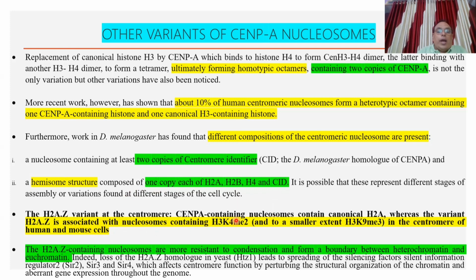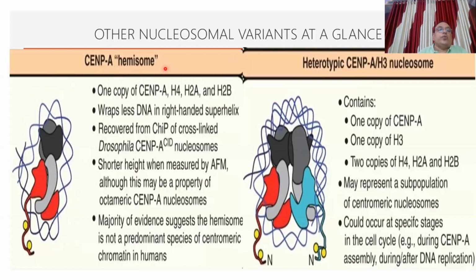Now, there is another variation too, and that is in certain methylated nucleosomes, canonical H2A has been replaced by another variant called H2AZ, and it has been found that H2AZ containing nucleosomes are found at the boundary of euchromatin and heterochromatin. So here you see the hemisome and the heterotypic nucleosome. Hemisomes: 1, 2, 3, 4. So instead of an octamer, it is a tetramer with DNA wrapped around it, with 1 copy of CENP-A, H4, H2A, and H2B. So instead of an octamer, it is a tetramer, and it has been referred to as a hemisome.